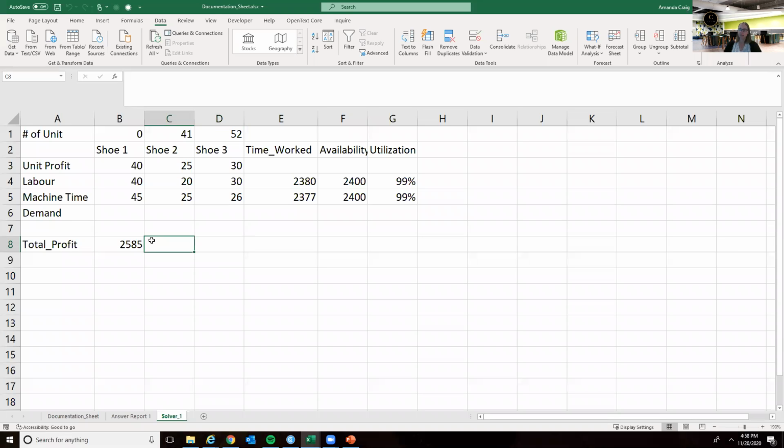So you can see in this case that in order to maximize my profit while also staying within my constraints, I end up making no product or shoe 1. I make 41 of shoe 2 and 52 of shoe 3, and that results in a total profit of $2,585.